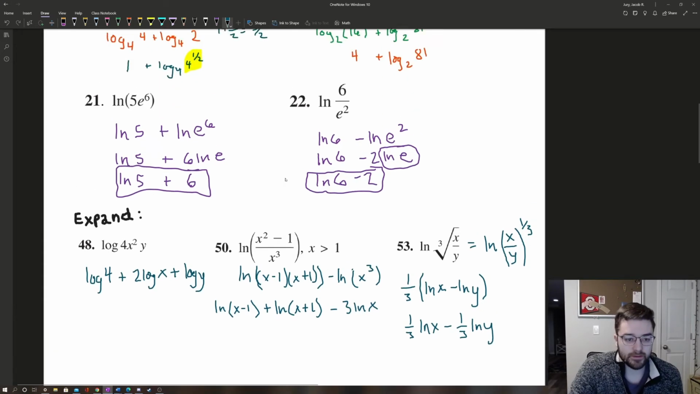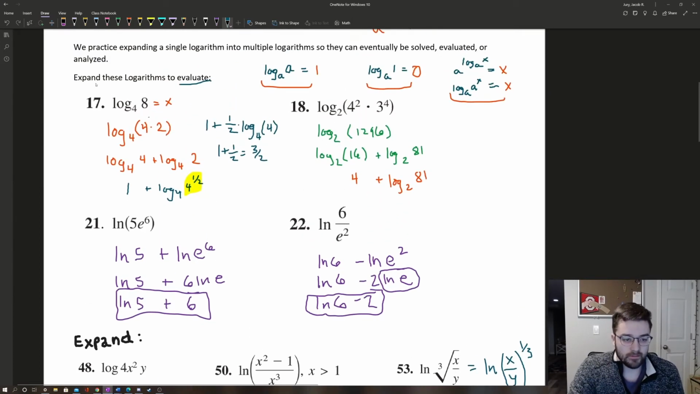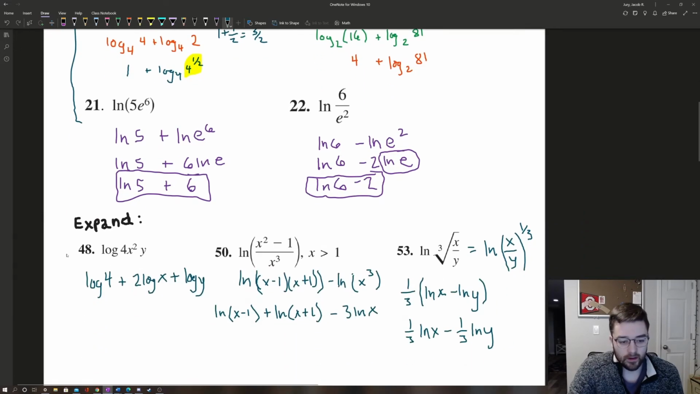This whole thing is just a lesson in how good are you at grouping and seeing groups within other types of groups. So again, we had some academic practice with 17, 18, 21, and 22, but I hope everything came back together for you with 48 through 53.